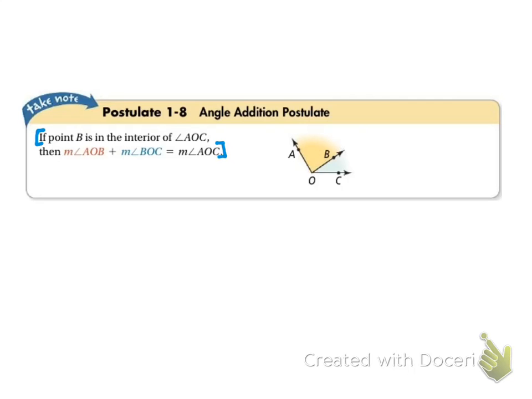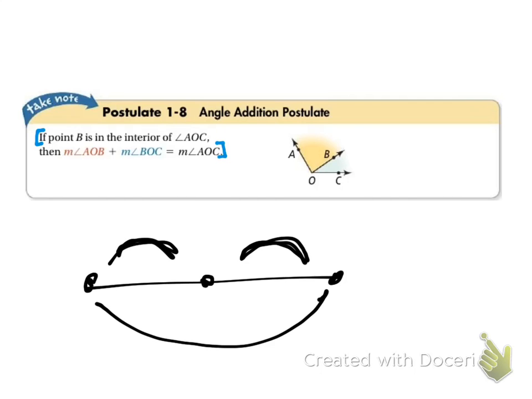Our angle addition postulate says that if a point B is in the interior of angle AOC, remember this is our interior, then the measure of angle AOB plus the measure of angle BOC is equal to the measure of angle AOC. So the two parts, the yellow angle plus the blue angle, equals the whole angle, just like our segment addition postulate, where I said this one part plus the other part equals the whole. And it's a smiley face.